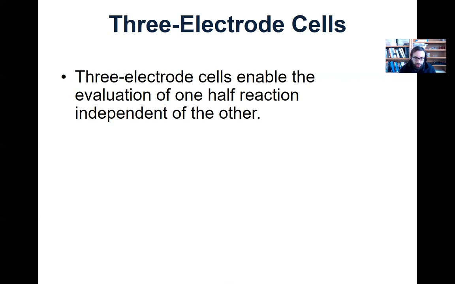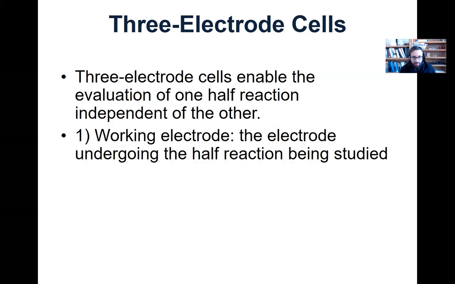Three-electrode cells enable the evaluation of one half reaction independent of the other. The three electrodes are going to be the following. They have special names. The first is called the working electrode. The working electrode is the electrode undergoing the half reaction being studied. So that could be, in our case of the lithium-ion battery, your graphite.